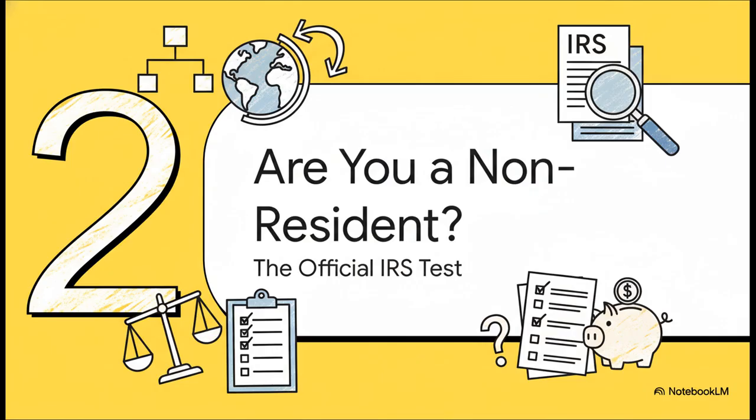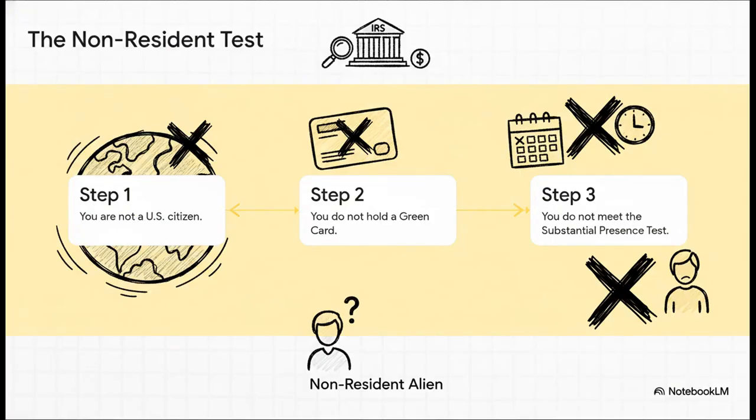Okay, so before we go any further, let's just make sure we're all on the same page here. Do these rules even apply to you? Let's do a real quick check on how the IRS actually defines a non-resident for tax purposes. The IRS makes it pretty simple, really. It's a three-part test. So, 1, you're not a U.S. citizen. 2, you don't have a green card. And 3, you don't meet something called the substantial presence test, which is basically just a fancy IRS formula for how much time you've spent in the U.S. If you can say yes to all 3 of those, then for tax purposes, you are a non-resident alien.